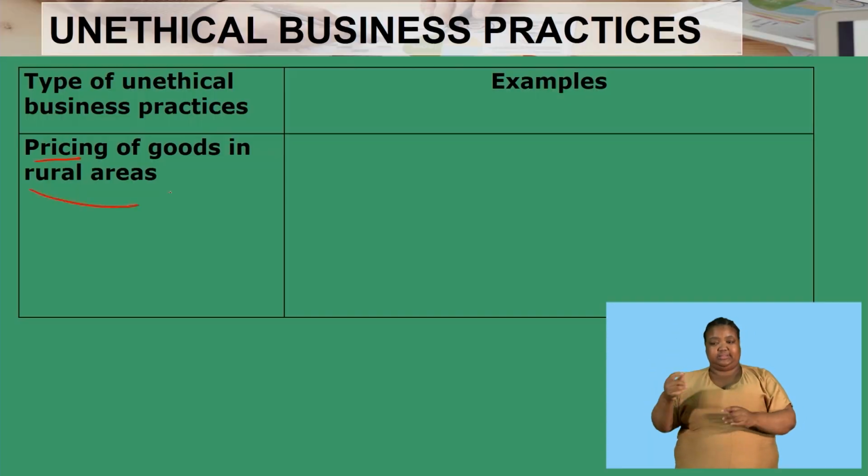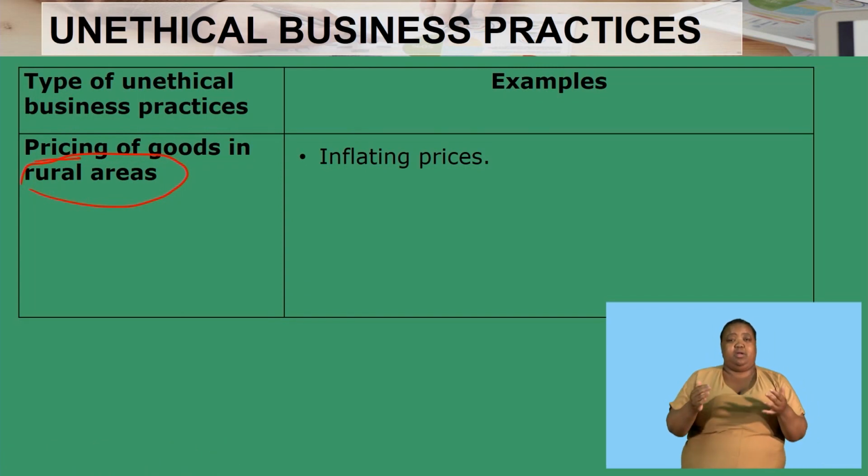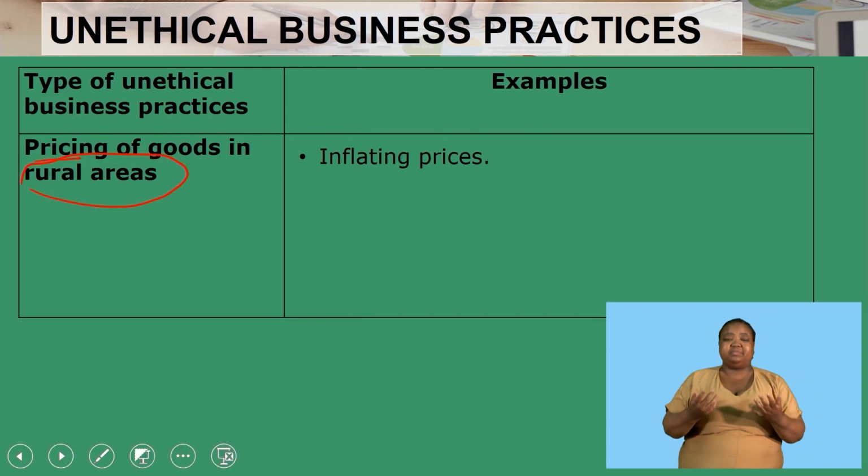Right, to go to the second one, which is pricing of goods in rural areas. Take note, in rural areas. What do you know about rural areas? You find that my house is here, but the shop is like 2 kilometers away, 3 kilometers away, 10 kilometers away from my house. So pricing of goods in rural areas can be unethical, but how do they do that? How do businesses get to be unethical about it? For example, they inflate prices. By exploiting people, you exaggerate your prices, or you price them to be so ridiculous.